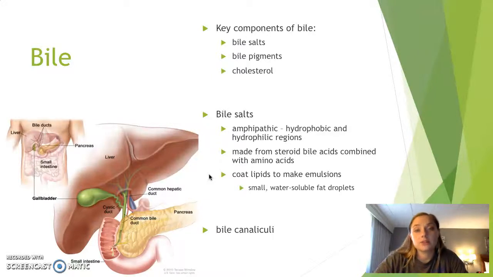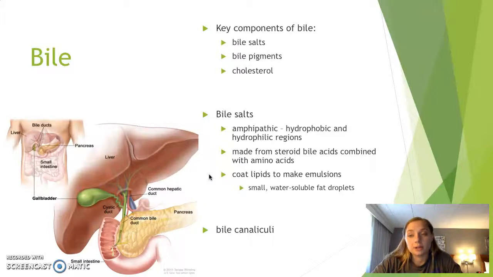But first, some key components of bile. Bile includes bile salts, bile pigments, and cholesterol. Bile salts help facilitate the enzymatic fat digestion. Bile pigments are waste products from hemoglobin degradation. And then again, just cholesterol, as found in the human body.